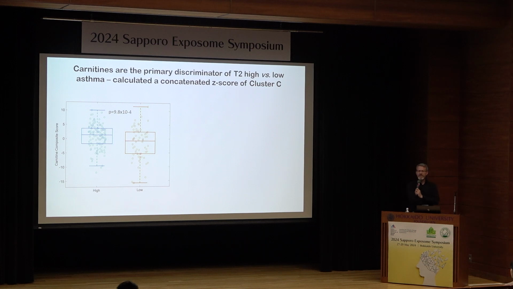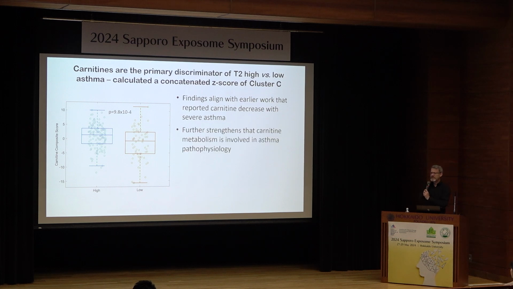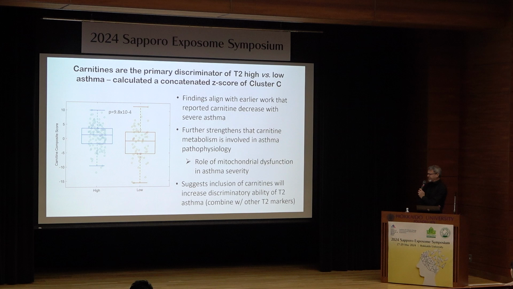So now we can see, more importantly, that these findings align with the earlier work on carnitines, but we wouldn't specify that carnitines would be beneficial for everyone. It depends upon your T2 status. The individuals who have a T2 low type of severe asthma would be the ones more likely to benefit from carnitine therapy. This dysregulation in carnitine further supports what's being developed in the asthma field, that at least part of asthma severity is related to mitochondrial dysfunction.